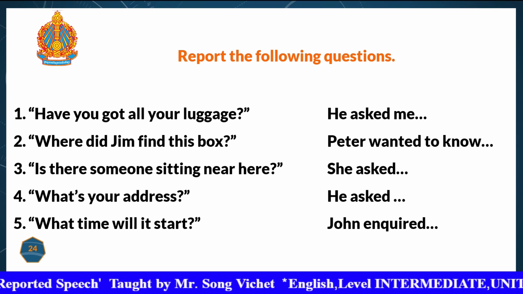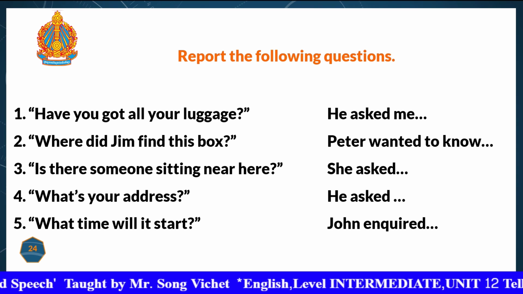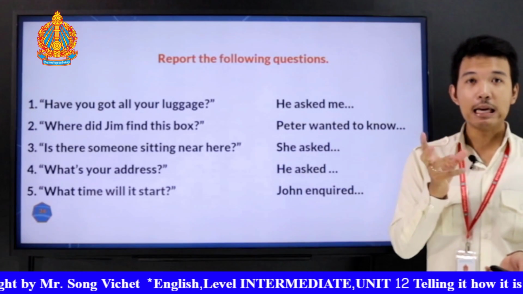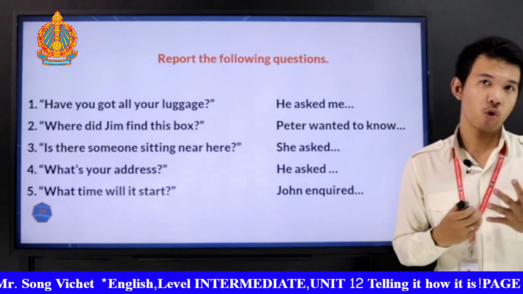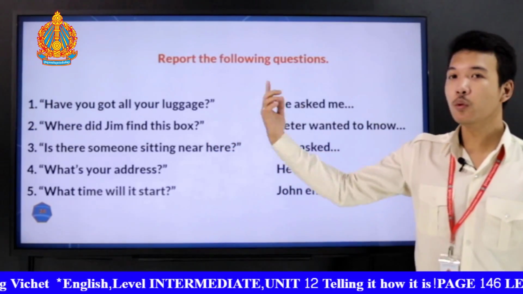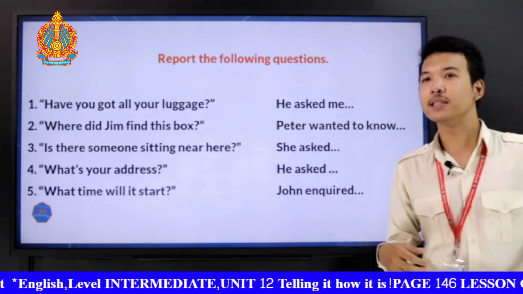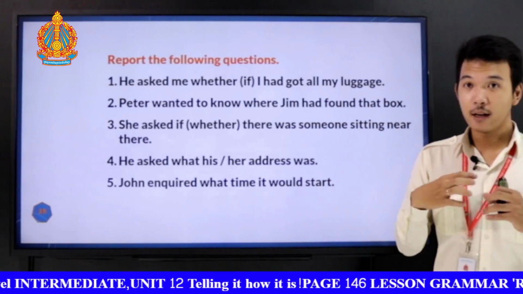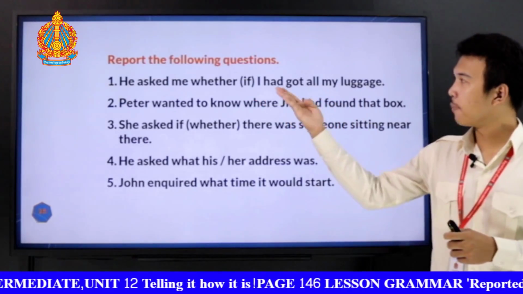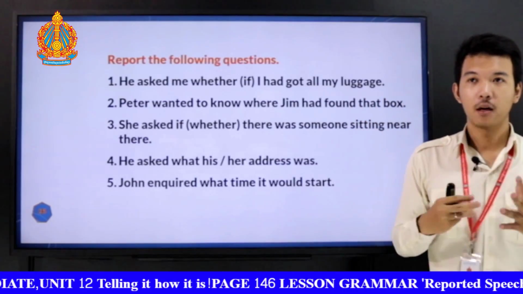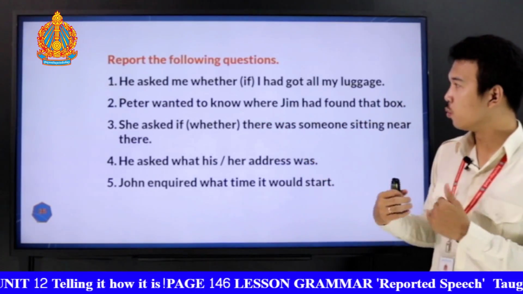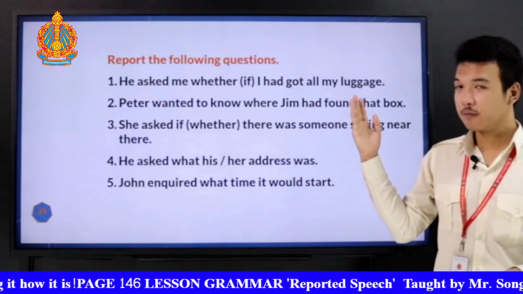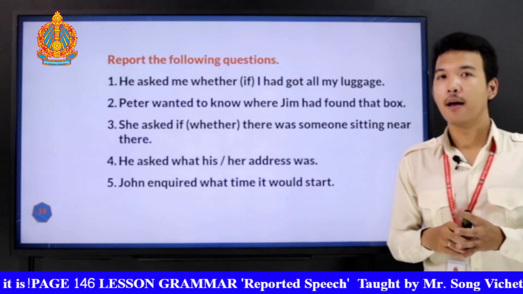So first of all, before we start checking the answer, let's briefly talk about the structure of the question. So you use if, whether, plus subject plus verb. If you use a WH question like number 2, you need to use the WH word first and then subject plus verb. So now let's check the answer. So number 1, he asked me whether or if I had got all my luggage. And number 2, Peter wanted to know where Jim, subject, had found, from present perfect into past perfect.